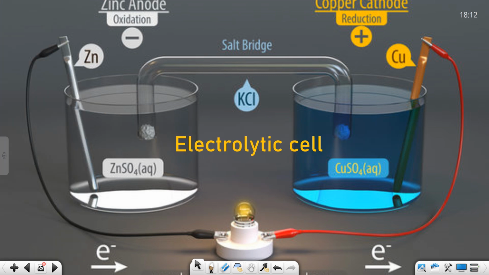A quick way to remember a lot of things is to first look at the name. Electro. What word are we starting with? Electricity. That should tell you we are taking electrical energy and converting it into chemical. Electrolytic: so I'm using electricity to produce what? Chemical change.